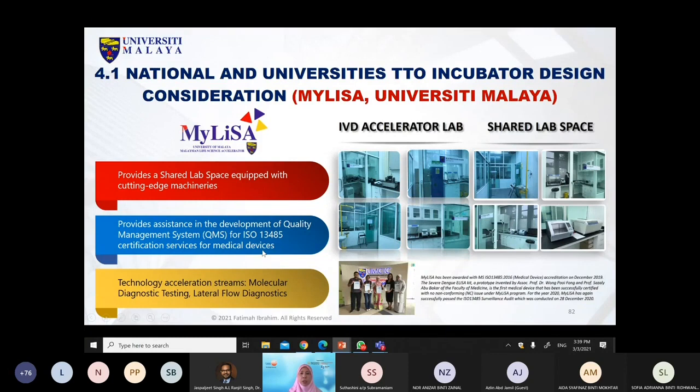So for those researchers still struggling to get certification for their in vitro medical device, ISO 13485, please come to UMX and to UMCIC. We are able to help you because we have already had one of our researchers' severe dengue ELISA kit prototypes certified under Malaysian ISO 13485 in this laboratory. So we welcome all researchers. You can communicate with us to get more information.